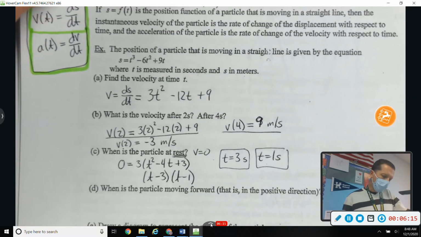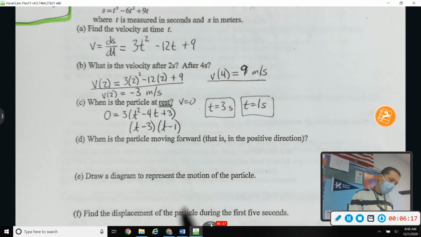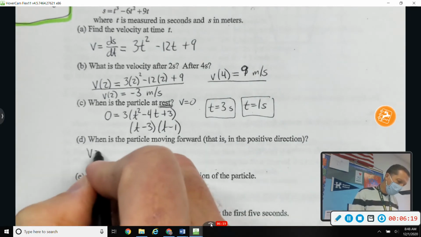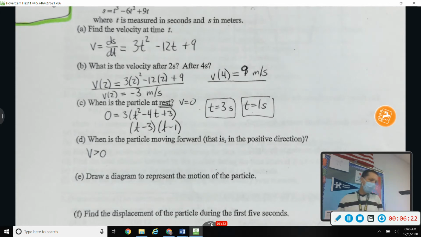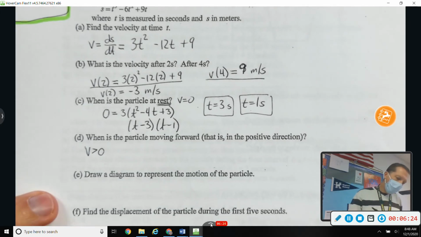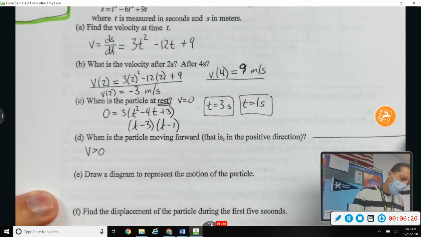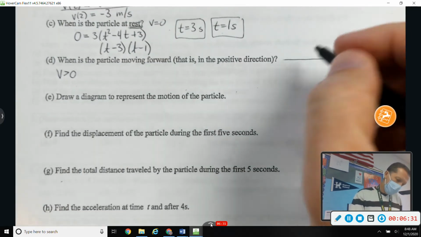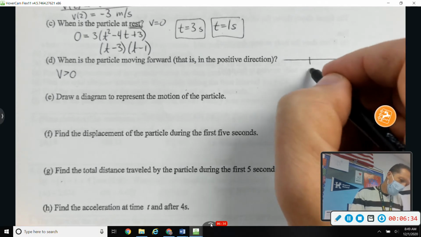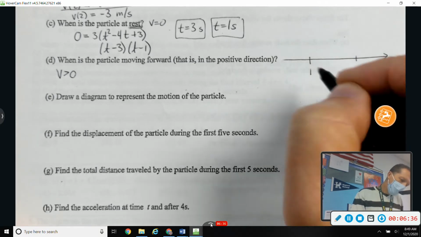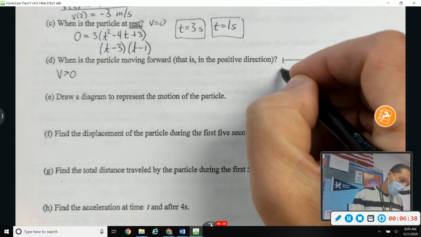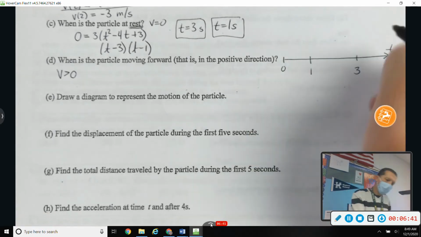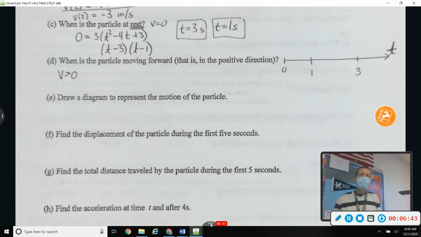When is the particle moving forward in the positive direction? So I want to know when v is greater than 0. I think what I need here is a number line, and sort of that first derivative test where we set up the intervals. And we'll stop at 0, because I don't care what happens when we're less than 0. So I need to test some intervals, because I know the only zeros are at 1 and 3.